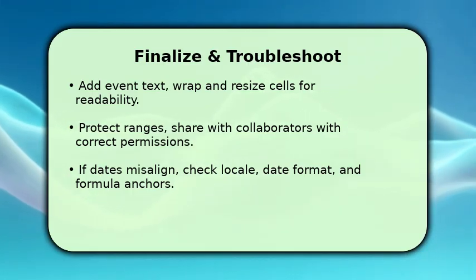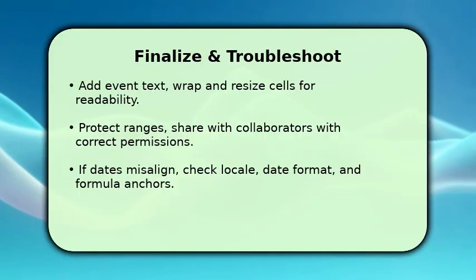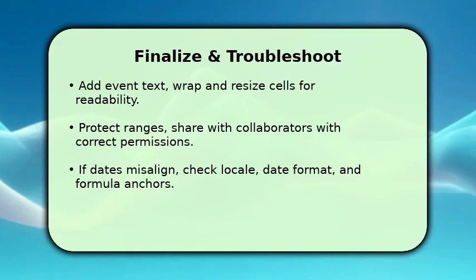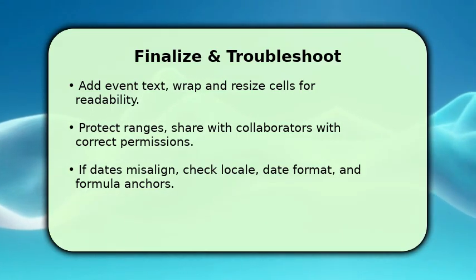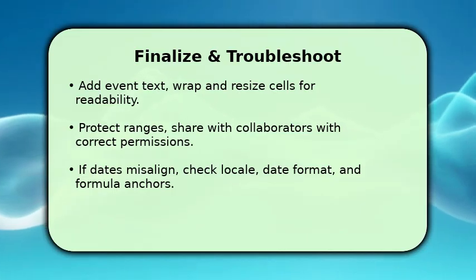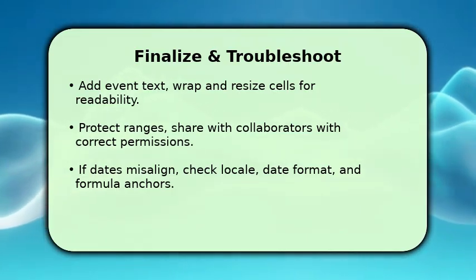If you see misaligned dates or unexpected shifts, check the sheet's locale and each date cell's format, and confirm your formulas use absolute anchors where needed. One quick troubleshooting tip: convert suspect cells to plain date format to reveal hidden text or time zone issues.